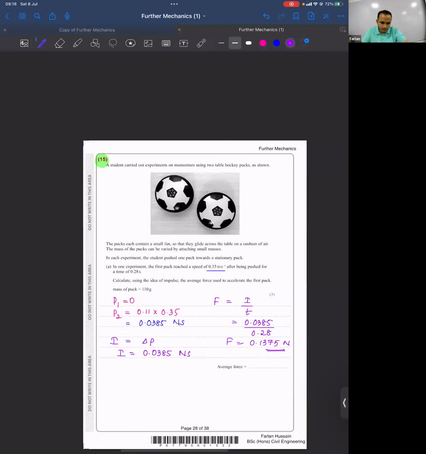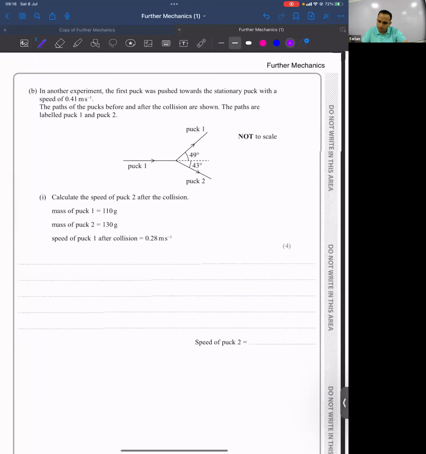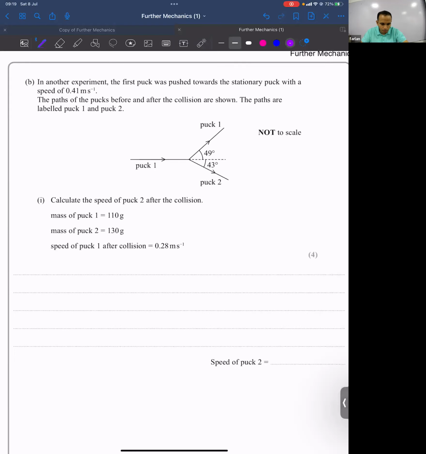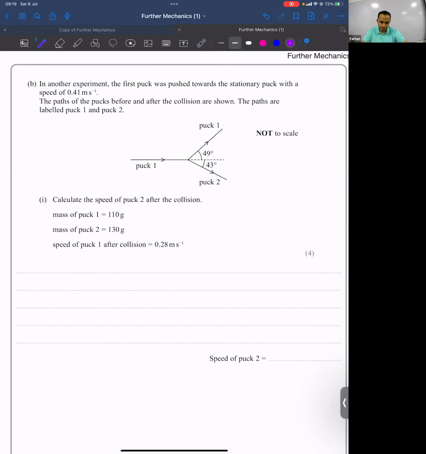Okay. The next one. In another experiment, the first puck was pushed towards the stationary puck with a speed of 0.41 meters per second. The paths of them before and after the collision are shown. The paths are labeled 1 and 2. Calculate the speed of the second one after the collision. The mass of the two are given. The first one has a mass of 110 grams. The second one has a mass of 130 grams. The speed of the first one after the collision is 0.28 meters per second.